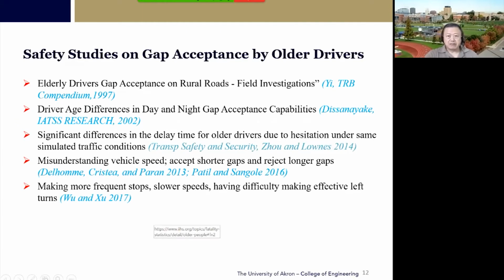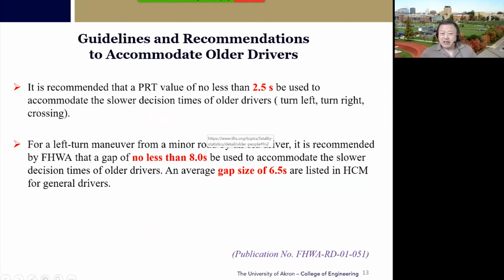Now, studying gap acceptance behavior by older drivers started many, many years ago. You can see that, on rural roads, in comparisons of day and night, older drivers show hesitation, rejecting longer gaps and accepting shorter gaps. A number of studies, and this is just a small list, show that we started to work on this many years ago. So guidelines have been developed.